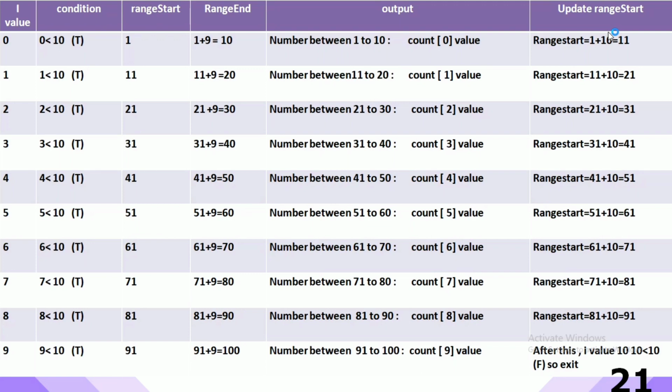Iteration 10, i equals 9. Range start is 91, the updated value from the previous iteration. The condition 9 is less than 10 is true, so we enter the loop. Range end is calculated as range start plus 9, which is 100. The message "numbers between 91 to 100" and the value in count[9] is printed. However, after this iteration, i becomes 10, and the condition 10 is less than 10 becomes false, leading to the termination of the loop. And that's it.